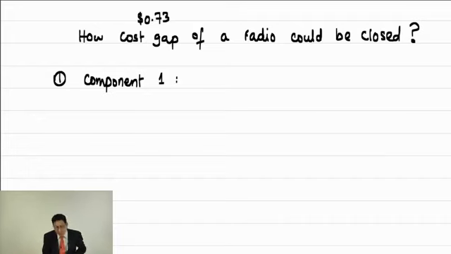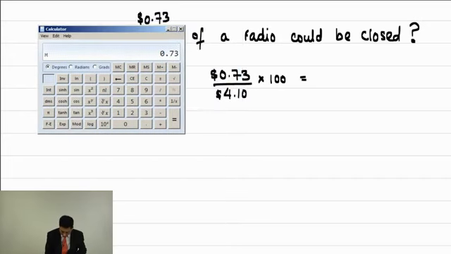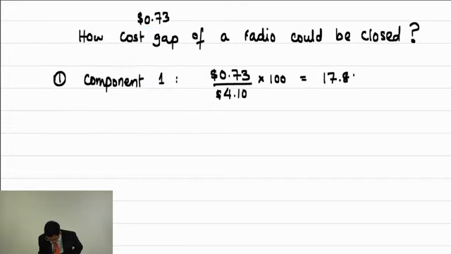First of all, the basic cost, which is 410. So 73 cents divided by 410 multiplied by 100. Let me do it and I will explain afterwards. Divided by 410 times 100, it comes to 17.8%. Now my answer suggests that if somehow our purchasing department can negotiate the price with the suppliers to bring down the price by 17.8 or 18% from component number 1, the whole cost gap can be closed.